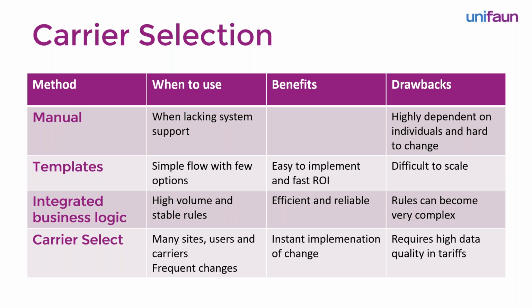The next step is with templates. This is the concept we have in Unifaun TMS, where you can store and pre-populate parts of the booking form, basically. So you can use the templates to define specific scenarios and then allocate corresponding carriers for each of those scenarios. This is really easy to implement. It gives a really fast return on investment because you can instantly make sure that you make a better selection than you did before. The only drawback really is that it's a bit hard to scale. If you have a lot of users, a lot of sites, a lot of destinations, the template structure can become complex.